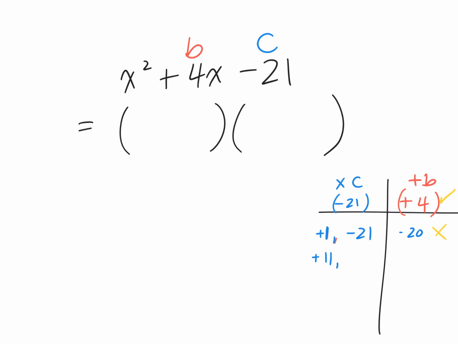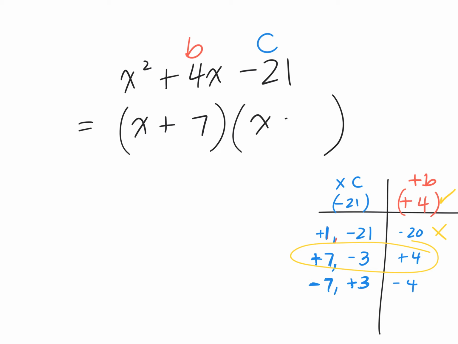Positive 7 and negative 3, or negative 7 and positive 3, right? Well, which one, when I add them together, will give me 4? What's 7 plus negative 3? 4. What's negative 7 plus 3? Negative 4. Which one works? That one. So what is the answer in factored form? x plus 7, x minus 3. Or you can write x minus 3, x plus 7. I don't care what order you write it in.